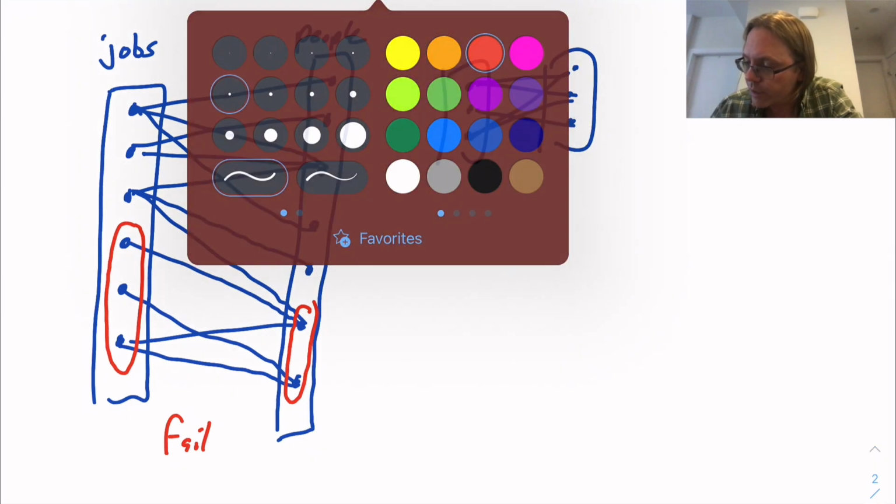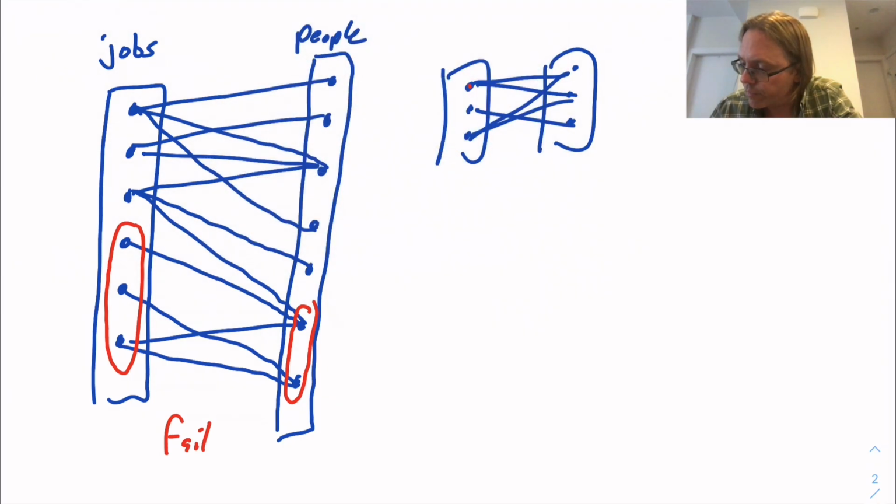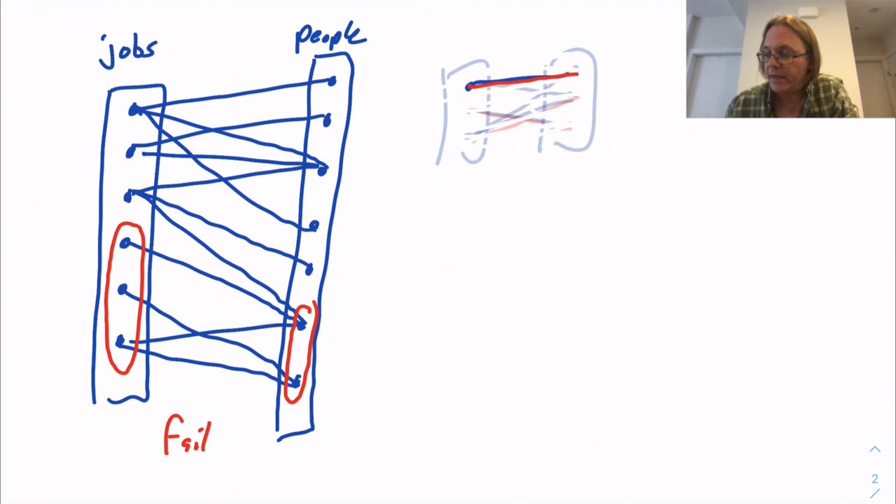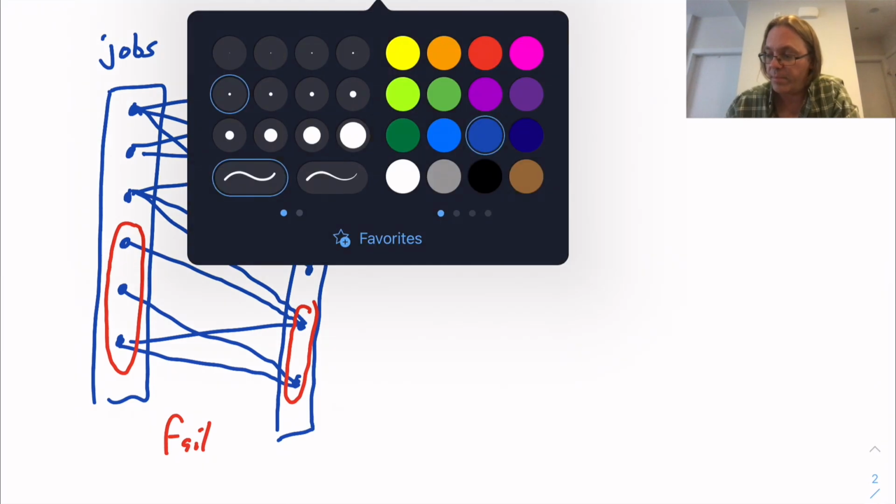What I'd like to do here is select some edges from my graph that form a matching with the special property that every vertex from the set on the left is incident with an edge in this matching. Right, so that's what I want. I want to find a matching with this property, and in this case, I couldn't, for the reason we see.